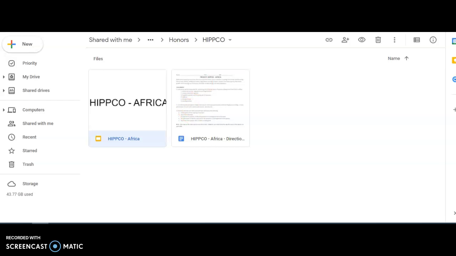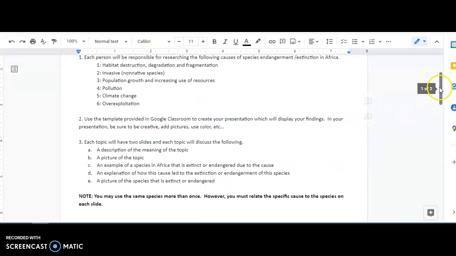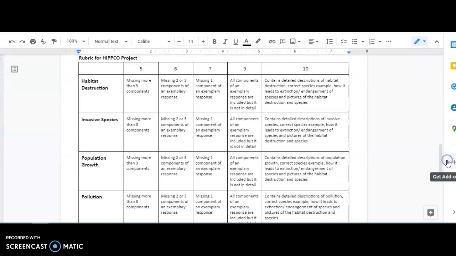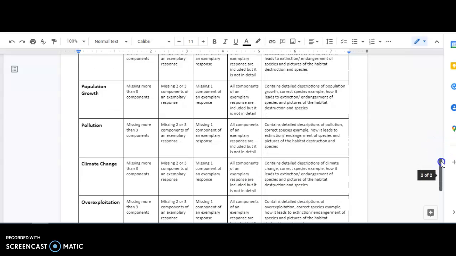As far as going back to the original paper, I'd point out that on the next part of this, you have your rubric. That can tell you how many points you're going to get. So remember, for you to get to 10, it contains detailed descriptions of habitat destruction, correct species example, that means that it's from Africa, how it leads to extinction, endangerment of species, and pictures of the habitat destruction of the species. Alright, and that's basically the same response I want to see for all of the HIPPCO letters.